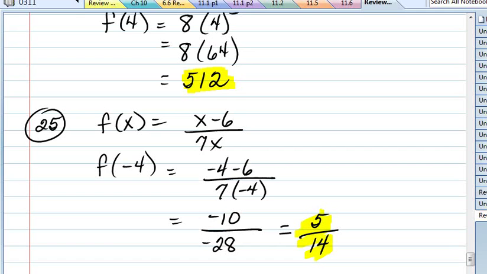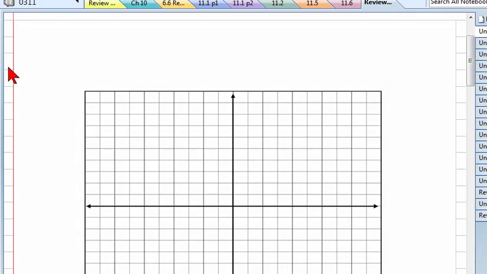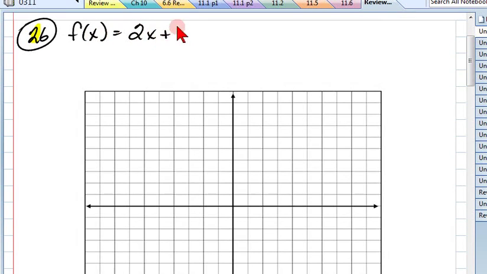Okay, the next questions are graphing questions, so I have included graphing grids for myself. Number 26 asked me to graph f of x is equal to 2x plus 4. Now, even though that's in function notation, it is really y equals mx plus b. So based on that, where will I begin? 4 on the y-axis. And then how will I move?